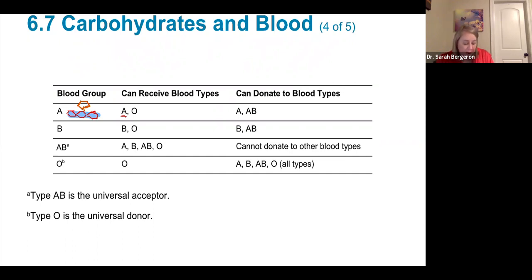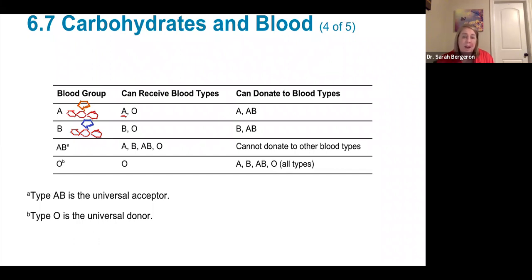B, on the other hand, has exactly the same thing. I'm just going to copy and paste, except my extra little thing right here is going to be a different extra group, a different kind of carbohydrate. So let's stick it on a different color. Now I can see that B can also receive type O blood because, again, it has that same trisaccharide sequence. So B can receive O blood.